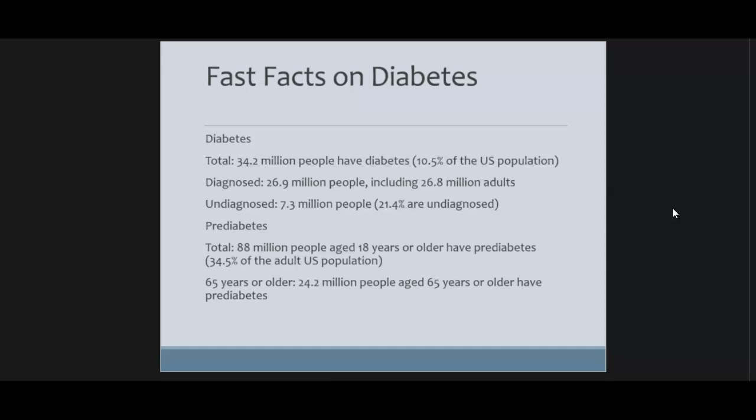And then we have pre-diabetes. We have 88 million people aged 18 years and older who are pre-diabetic. That is 34% of the adult population in the US. That is just huge. 24 million people aged 65 years or older have prediabetes. Prediabetes basically means your blood glucose isn't high enough to be considered diabetic, but it's higher than it should be. You're too high to be considered healthy, but not high enough to be considered diabetic.